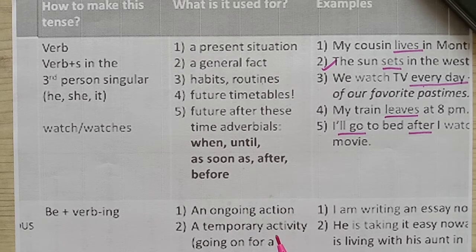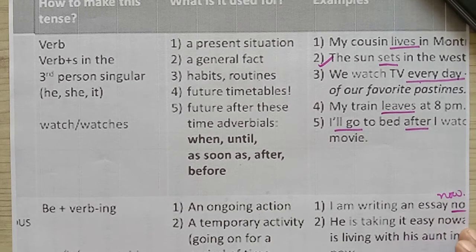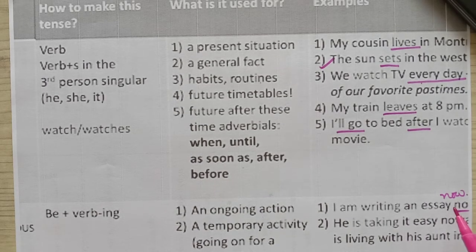When you write sentences like this, it is a clear indication that the action is taking place before us when we are talking. Well, students, here is an ongoing action: I am writing an essay now. The "now" is not printed here, but I am writing an essay now. When? Now, at the time of speaking.